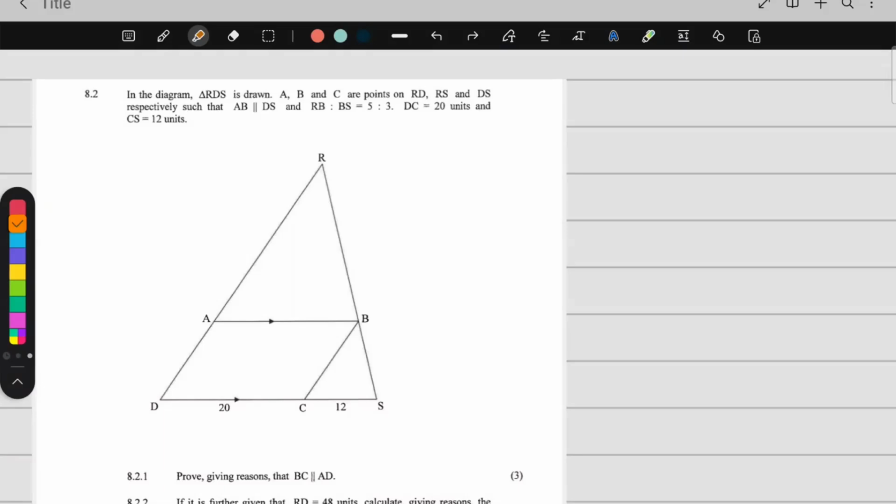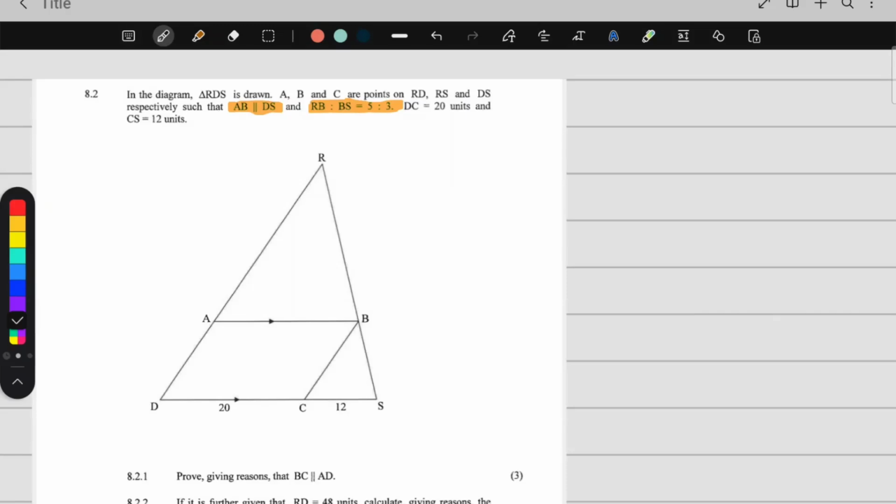Okay, grade 12s, let's look at the next question. It says 8.2. In the diagram, triangle RDS is drawn. A, B, and C are points on RD, RS, and DS respectively. Okay, AB is parallel to DS, that's important. And RB is to BS, 5 is to 3. Okay, let's put that information in.